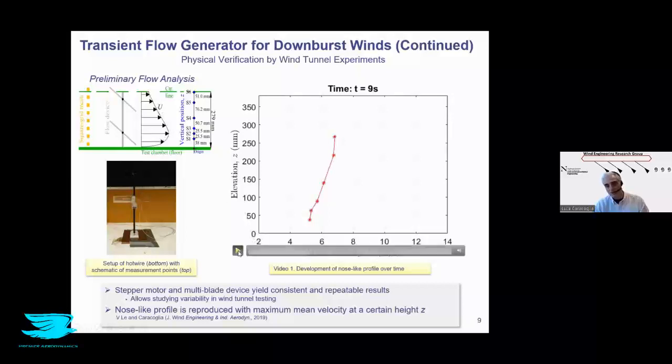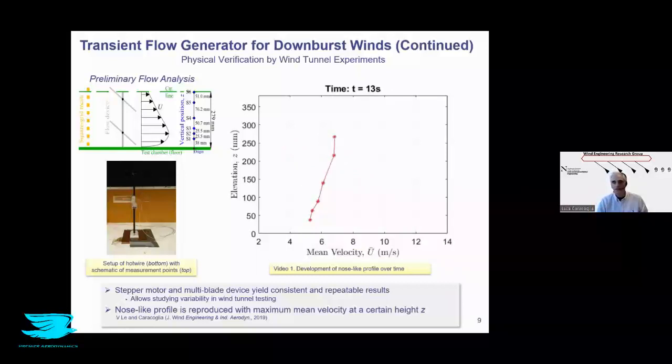So I'm going to run this small cartoon, and this is the velocity that we measure across this vertical support using our hot wire. You can see around 10 seconds that the wind is going to change, and for a very small instant, you can see that the nose develops and then disappears, because we are also trying to replicate in a wind tunnel the scale.